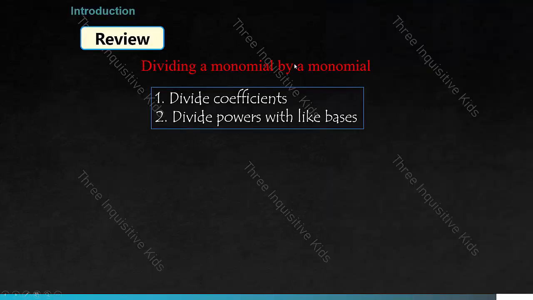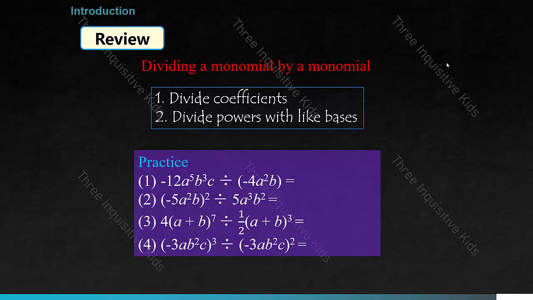When we're dividing a monomial by a monomial, we know that we need to divide its coefficients, and we divide powers with like bases to cancel things out. And I want you to pause the video and do these 4 practice problems. The answer to the first problem would be 3 times a cubed, b squared, and c. The answer to the second problem is 5a. The answer to the third problem is 8 times the sum of a and b to the 4th power and negative 3ab squared c. If you wanted to really simplify the third answer even more, you could do that.